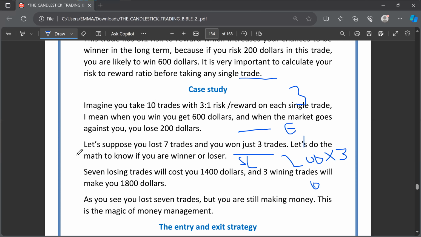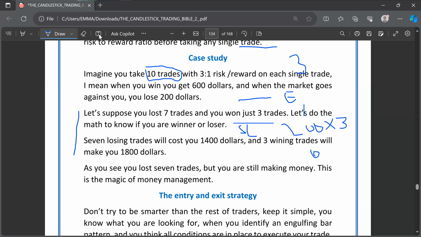So let's see another example. Let's suppose you are taking 10 trades. It's just a simple calculation. You lost 7 trades, and you won 3 trades. Let's do the math to know if you are a winner or a loser. Let's do this calculation.